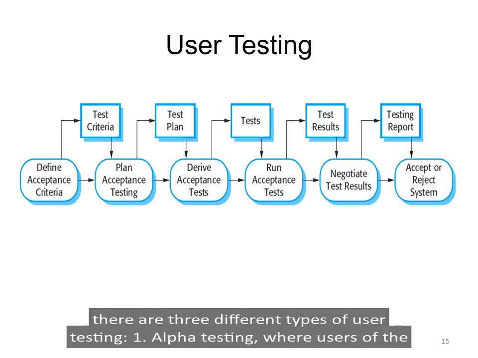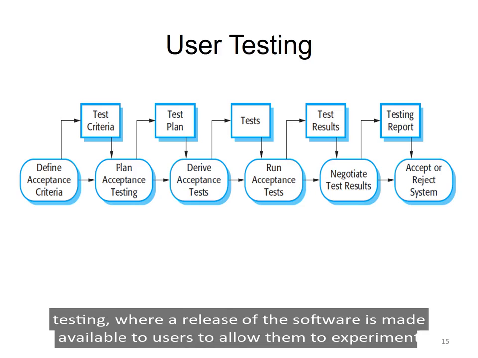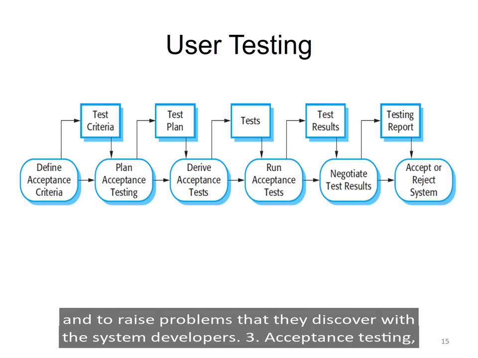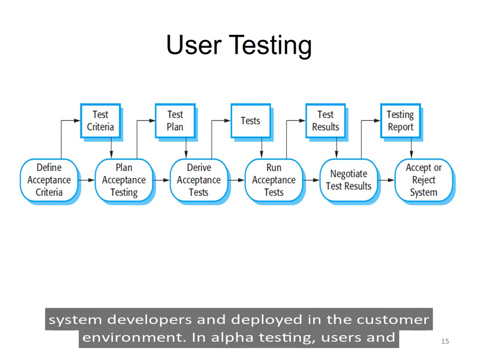In practice, there are three different types of user testing. Number one, alpha testing, where users of the software work with the development team to test the software at the developer's site. Number two, beta testing, where a release of the software is made available to users to allow them to experiment and to raise problems that they discover with the system developers. Number three, acceptance testing, where customers test a system to decide whether or not it is ready to be accepted from the system developers and deployed in the customer environment.